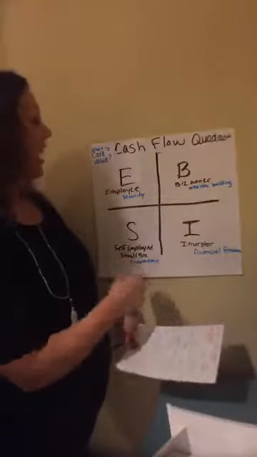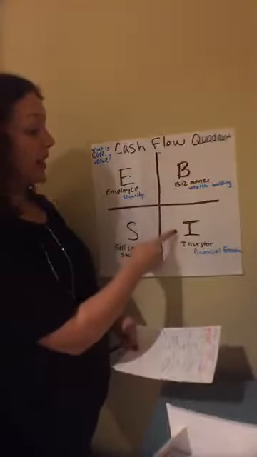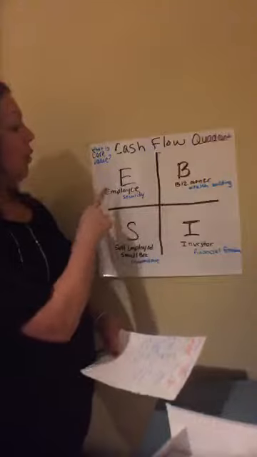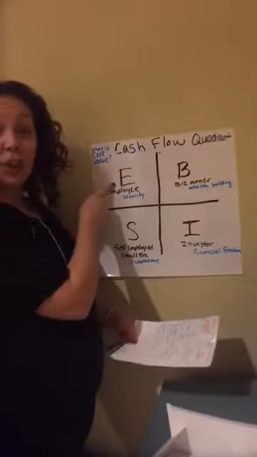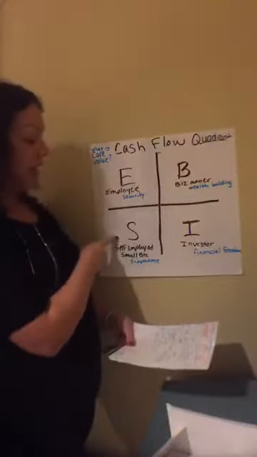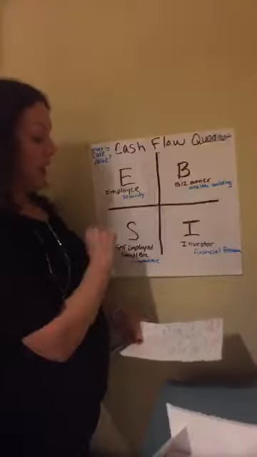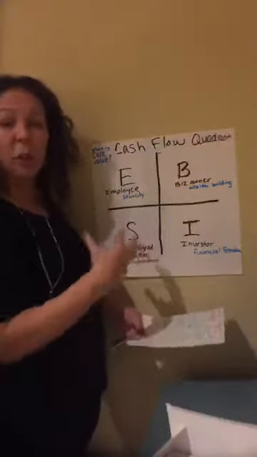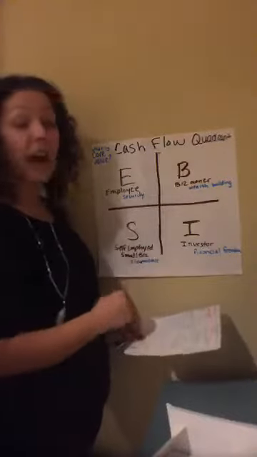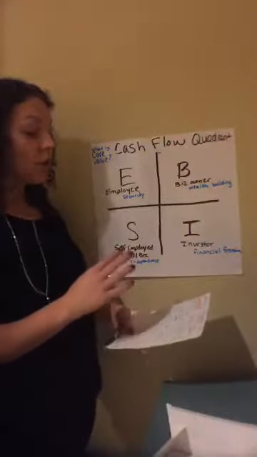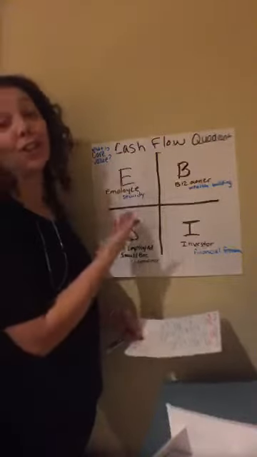There are 4 corners in the quadrant, and they're labeled E, S, B, and I. So what they each stand for is E is for an employee, S is for a self-employed, so like a small business owner, and B is for a business owner, a little bit bigger of a business, and then I is for investor.